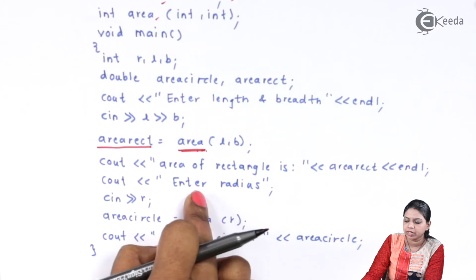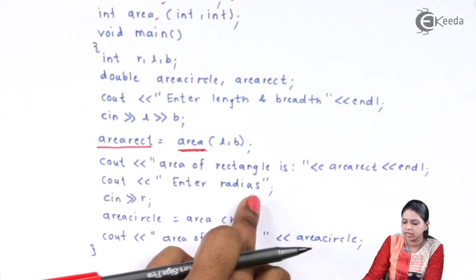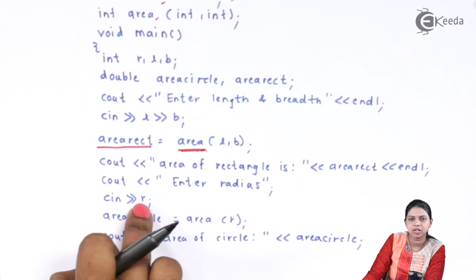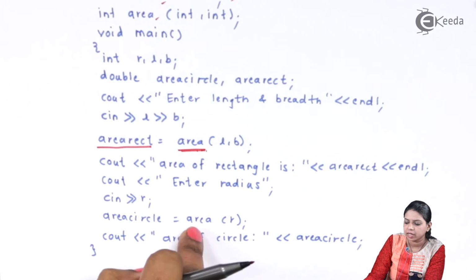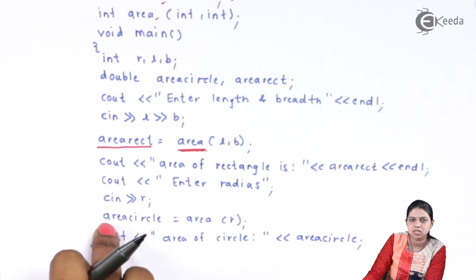Then again I am calculating the area of a circle. I am telling the user to enter the value of radius, and that value I have collected in variable r. Again I am calling the area function, and again the area's value I am collecting in area circle.